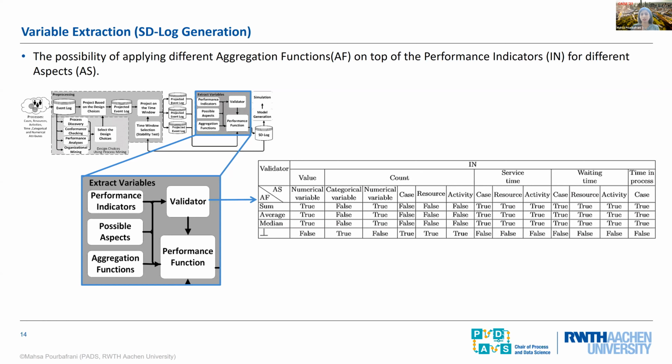Based on the process nature, we only can have the value of a variable, which can be the direct value, for example, for a numerical variable. We can have count, we can have service time, waiting time, or time in process. So given this table, which we call a validator, we form all the possible features or variables for a process over a step of time. And there we just ended this arbitrary choice of features for our framework or any other framework that uses this set of features over a step of time.